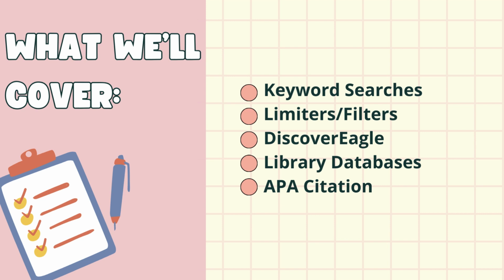We're going to be talking about how to develop and implement keywords for advanced searches on the library website. We're going to talk about using limiters or filters to exclude unrelated results. We'll talk about how to search across all library databases using Discover Eagle. We'll talk about how to choose and search a particular library database for information, and how to generate an APA citation using the library website.